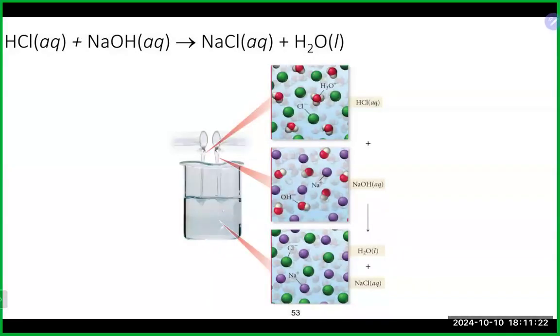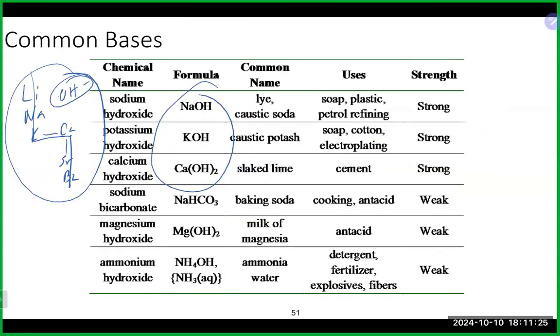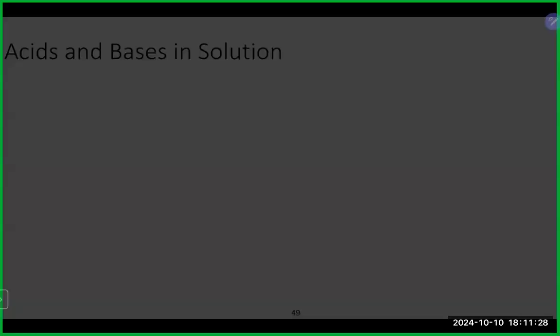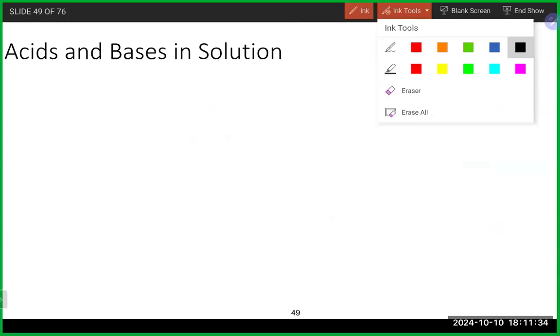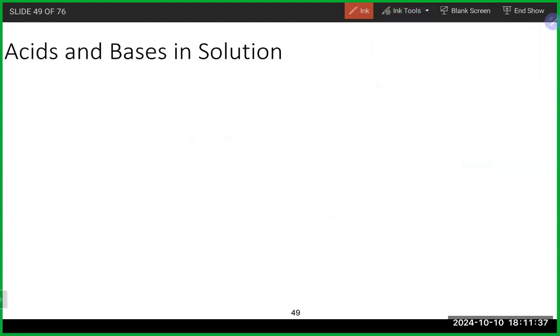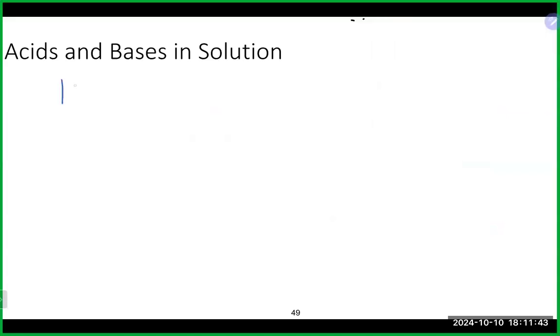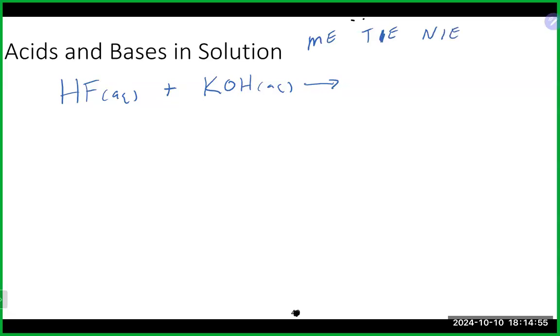Now, before we look at that there, let's take a look actually at this here. What happens though if I had this combination? Let's just say I had HF plus potassium hydroxide. All right, why don't you give it a go, see what you come up with, write the balanced molecular equation, write the total ionic equation, and the net ionic equation.